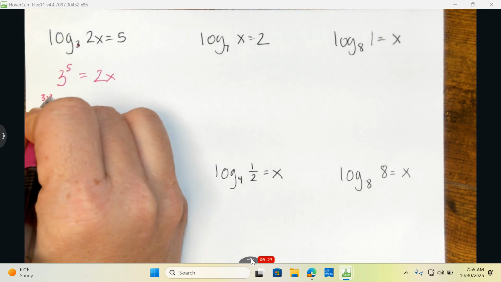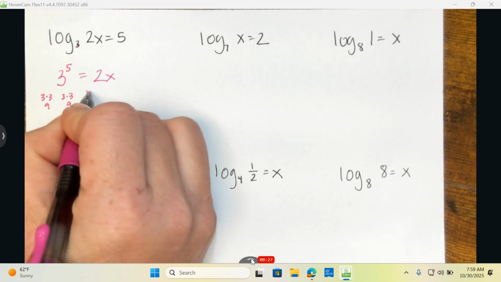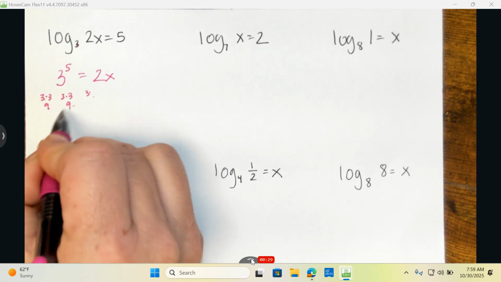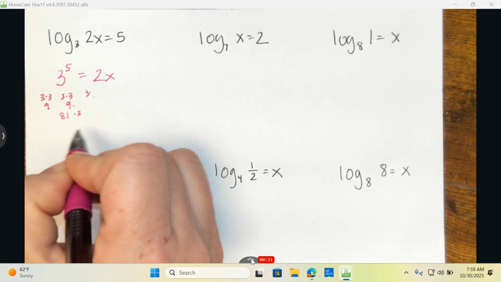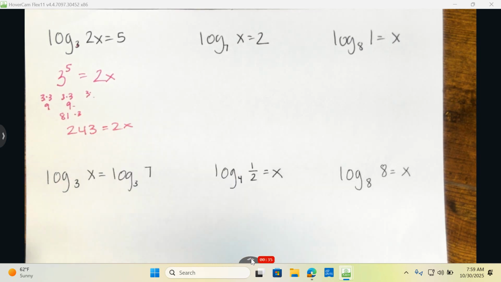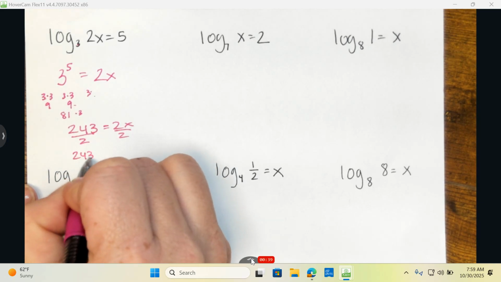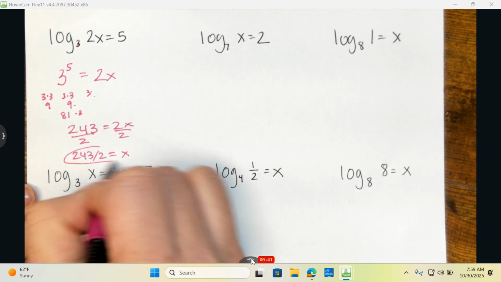Well, 3 times 3 is 9, so another 3 times 3 is 9, and then we have one additional 3. There's 5 threes. 9 times 9 is 81. 81 times 3 is 243. Dividing by 2, 243 divided by 2. I can leave it in that form.